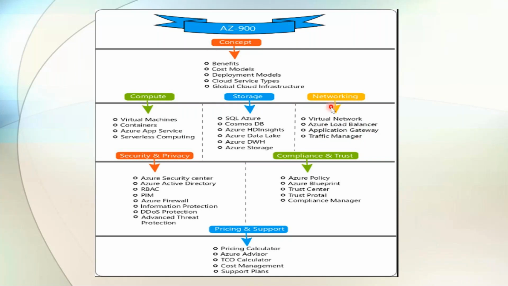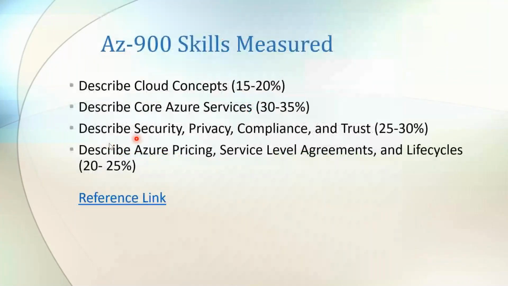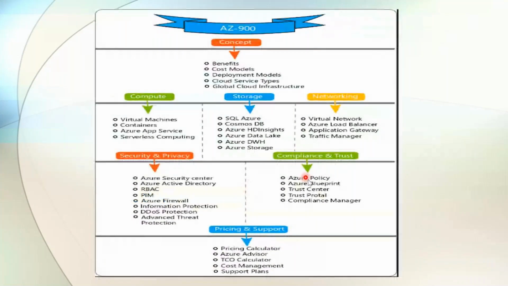Again, there are so many services available, but most of your questions will be from this area. And the third point, in the previous slide I was telling, describe security, privacy, compliance, and trust. Like 20 to 30 percent of the weightage will be from this area. Again, these are the areas that will be evaluated, like what is Security Center, what is AD, what firewall options are available, and what you can do for threat protection. So your questions will be around this.